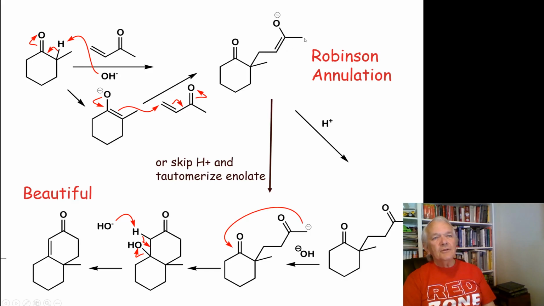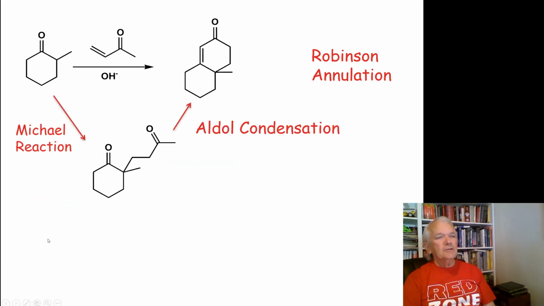You have to do a transfer of the proton from the methyl over here, and then you have a new enolate. It'll cyclize. You lose the water, and you get this beautiful little molecule over here. Okay, so Robinson annulation. Overall, it's a good process.